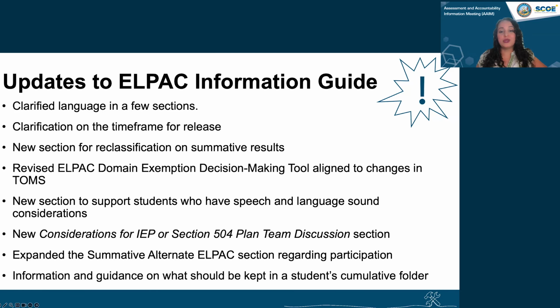We've also refined a few key components within the guide to make them more effective. For example, we revised the ELPAC domain exemption decision-making tool and enhanced the domain exemption section to align with changes in TOMS, which now requires justifications and rationales for each exemption. Based on feedback from the field, we also added a new section on how to support students who have speech and language sound considerations under the Assessing Students with Disabilities for English Language Proficiency chapter.